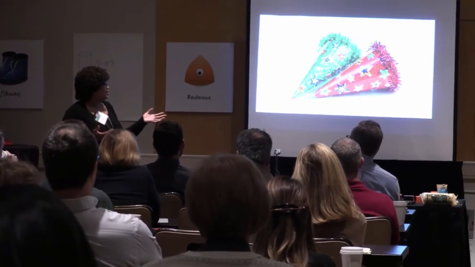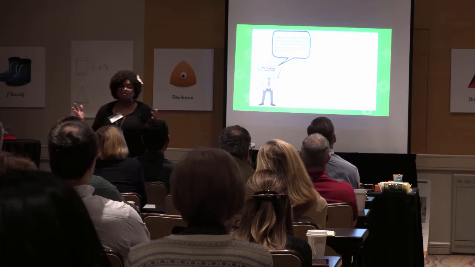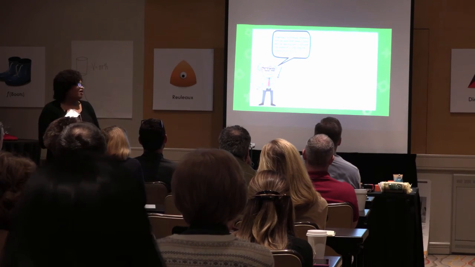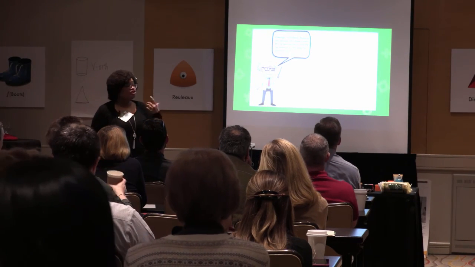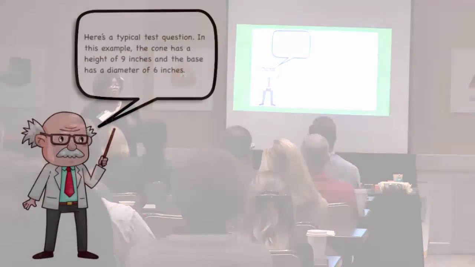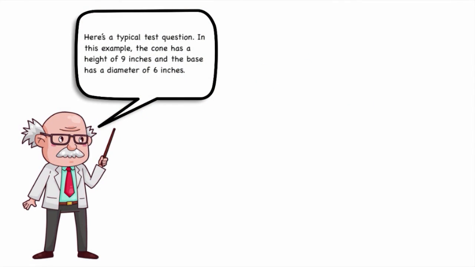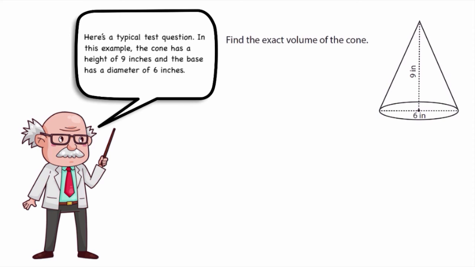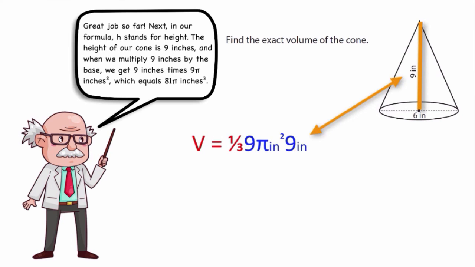So we have all of these cones that we interact with in the world. And what we want to do is figure out, how do we find the volume of these things? So to do that, we're going to watch a video. As you listen to the video, I want you to take notes as Professor Rhombus is teaching you how to find the volume of a cone, and then we're going to go over it. All right? Everybody has their worksheet and their pencil. You guys ready? The height of our cone is 9 inches, and when we multiply 9 inches by the base, we get 9 inches times 9 pi square inches, which equals 81 pi cubic inches.